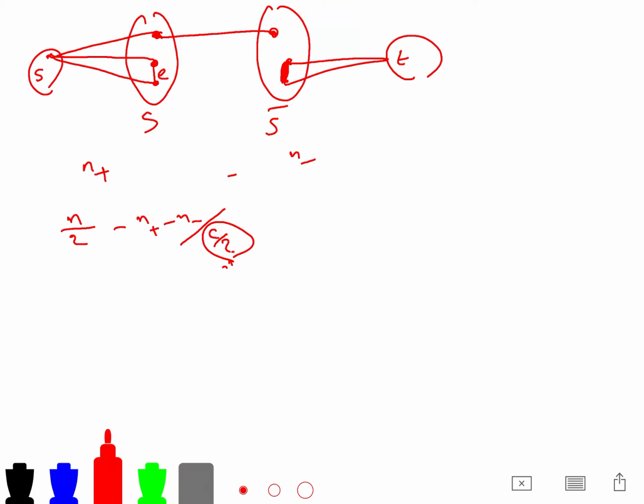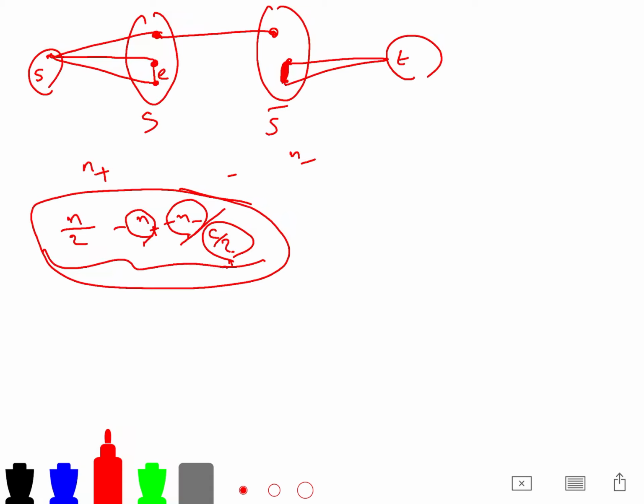Separating the source from the sink has capacity less than n over 2. So we let the number of edges in the cut incident to the source be n plus and incident to the target n minus. And so this is the overall number of edges. And moreover, we can say that the cut consists of the edges in the graph separating at least n over 2 minus n plus vertices in BT from n over 2 minus n minus vertices in BT bar.